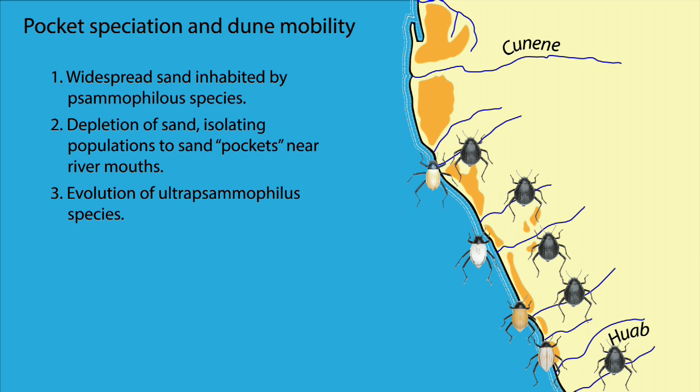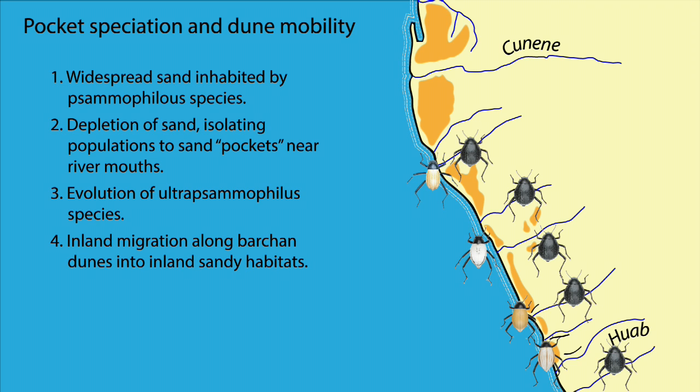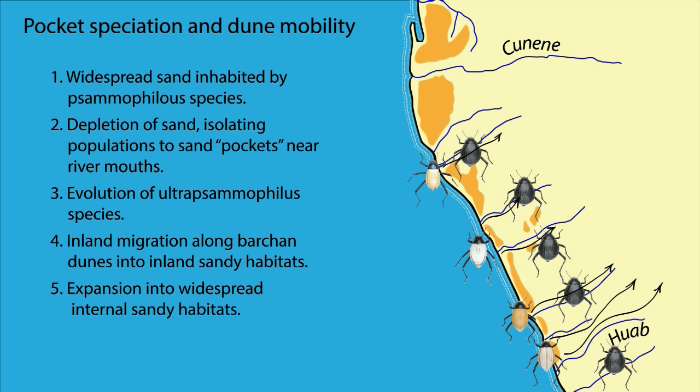As sand movements picked up again, these newly evolved ultra-Psammophilous species were carried up into the interior, where they could now merge with the Psammophilous species remaining in the remnants of the interior dunes. Again, all this posits a dynamically and rapidly changing Namib, not the continuous and long-lasting stable dune habitat posited by Charles Koch.